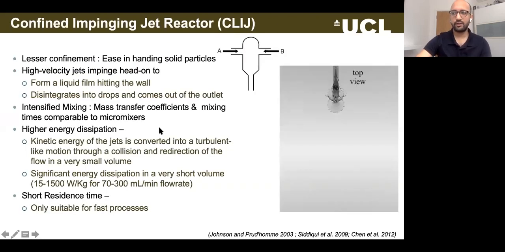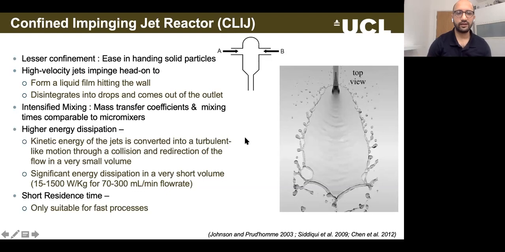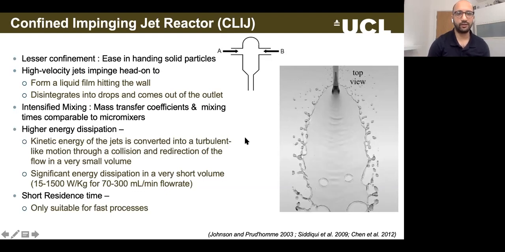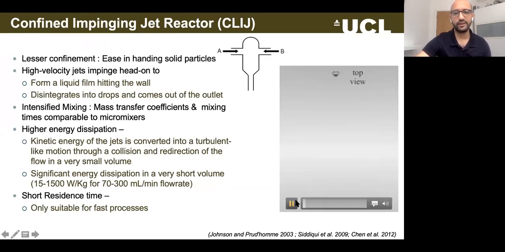So here we talk about a different type of reactor, which is a confined impinging jet reactor. With microreactors, there is a huge amount of confinement, and due to this confinement, there is this problem of handling solids. In the impinging jet reactor, the amount of confinement is less, so the particles can be handled more easily.